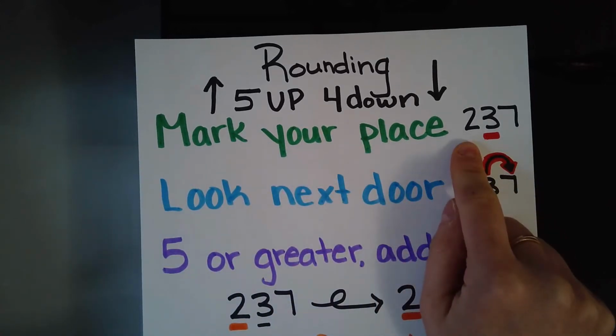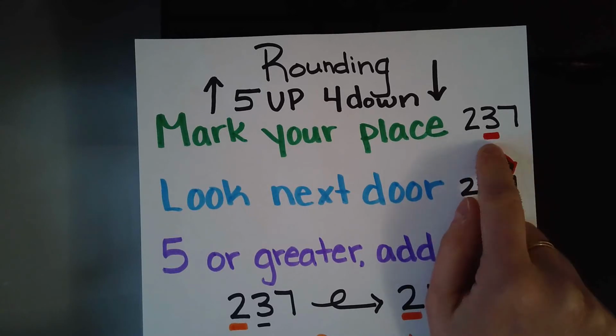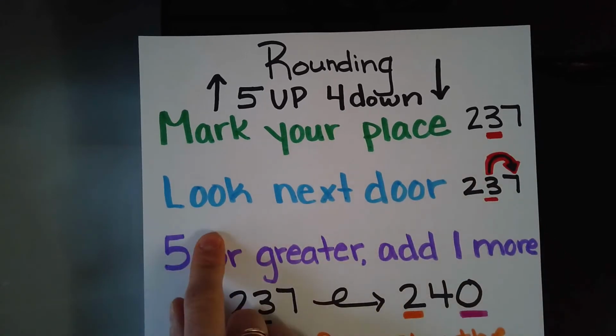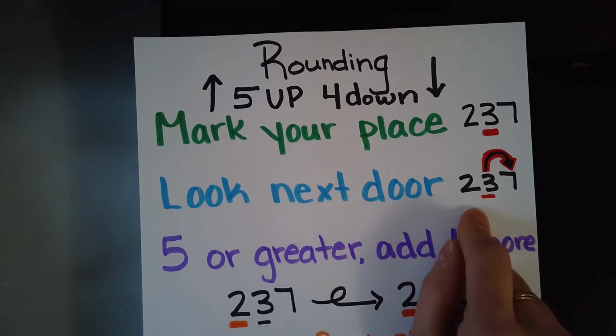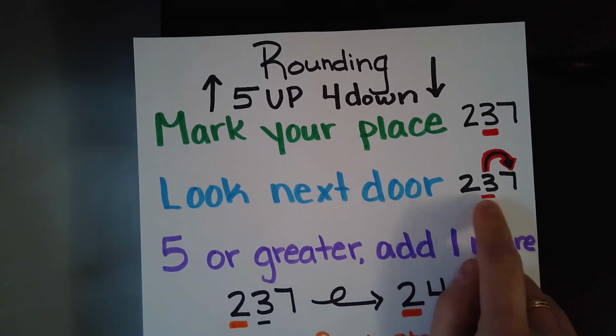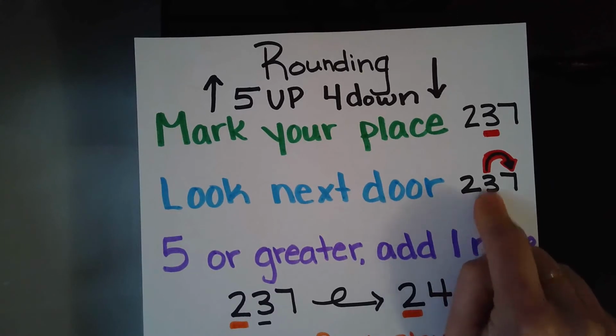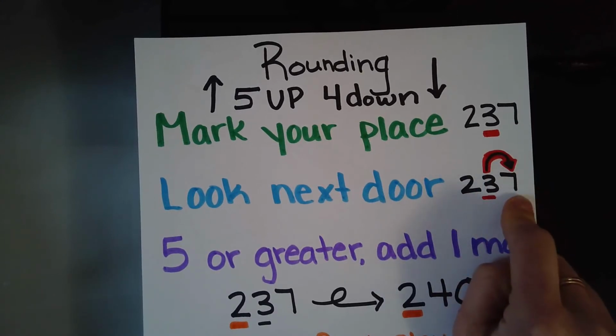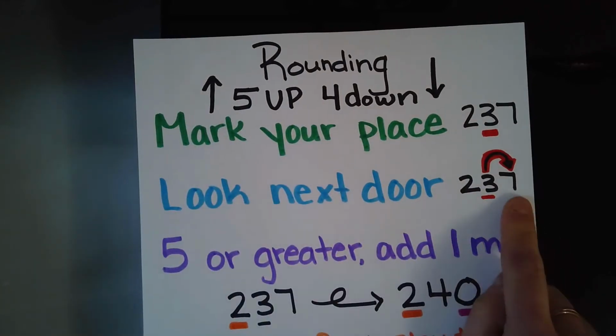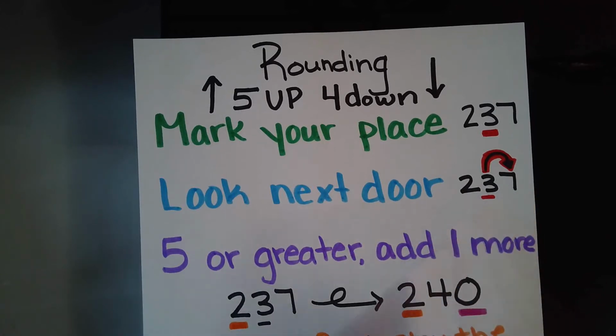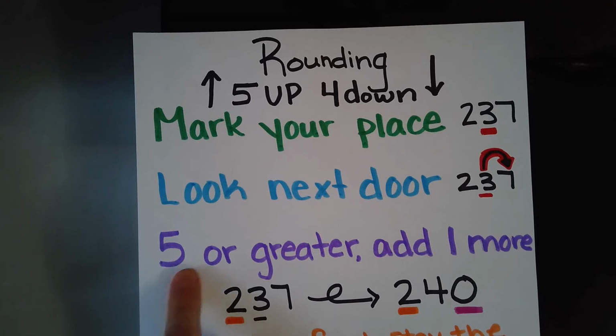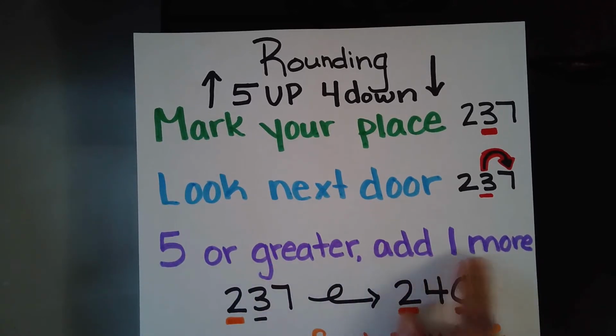So if I'm rounding in the tens and my number is 237, I want to mark my tens place. So it's going to be that digit 3 is in the tens place, which is 30. Then I need to look next door, and this is going to be the back door. So I'm looking at my 3. I'm looking at the number that comes before it in the ones place, which is a 7, and using my mantra 5 up, 4 down. Well, 7 is greater than 5, so I'm going to need to round this 3 up. So that comes in with the next rule of 5 or greater, you add 1 more.